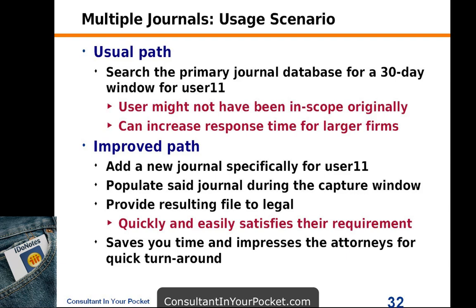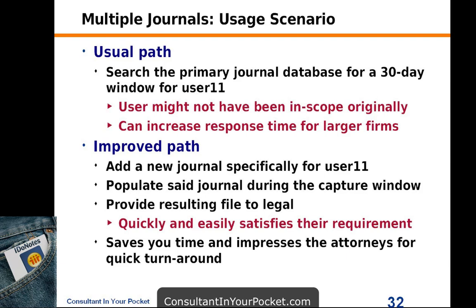So now, we did the theoretical in the previous slide, so let's look at the actual usage side. The usual path is that, let's say you have a journal running for a team or a division of your company, and then you get a request that user 11 is a person of interest. And so the court decides that they want a 30-day analysis of their mail. Well, if they weren't in scope initially, that can increase the response time for larger firms, because you have to then add them in and you have to filter through all the mail, the existing mail, in the larger journal.